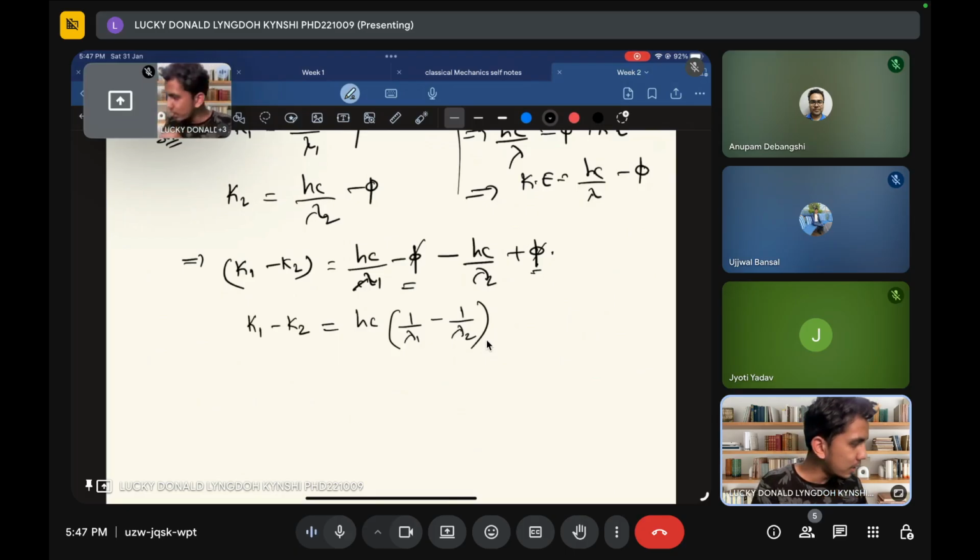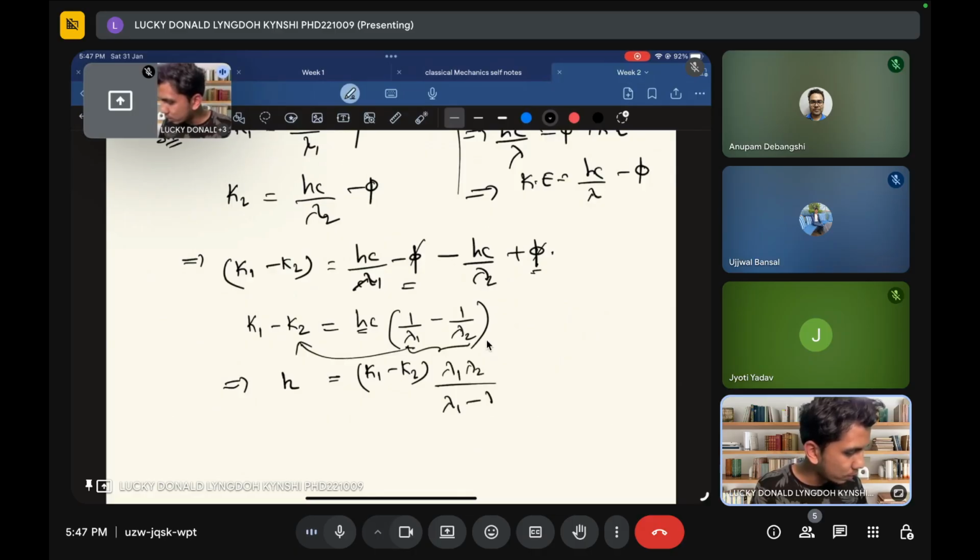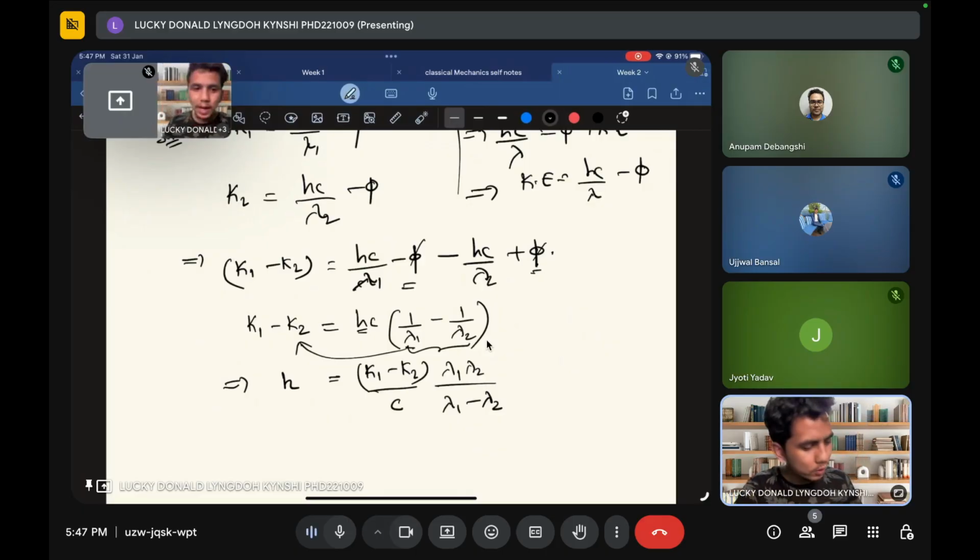So interestingly, now you can easily calculate h, which will be equal to K1 minus K2, and then carrying this one here, you will get lambda 1 lambda 2 divided by lambda 1 minus lambda 2, and then divided by c. I have just rearranged this equation so that I can extract h. So it's very easy now.